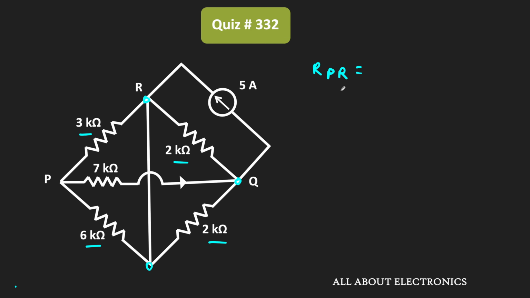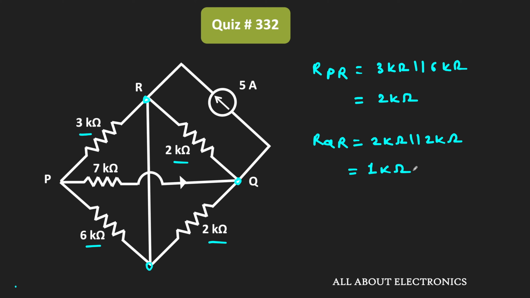That means this RPR is equal to 3 kilo ohm in parallel with 6 kilo ohm, that is equal to 2 kilo ohm. Similarly, this RQR is equal to 2 kilo ohm in parallel with 2 kilo ohm, that is equal to 1 kilo ohm. That means between the two terminals P and R, the equivalent resistance is equal to 2 kilo ohm, while between the terminals Q and R, it is equal to 1 kilo ohm.